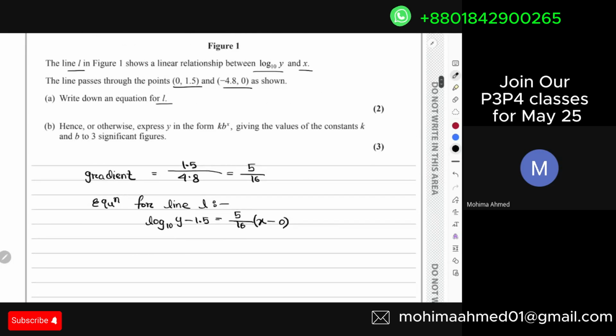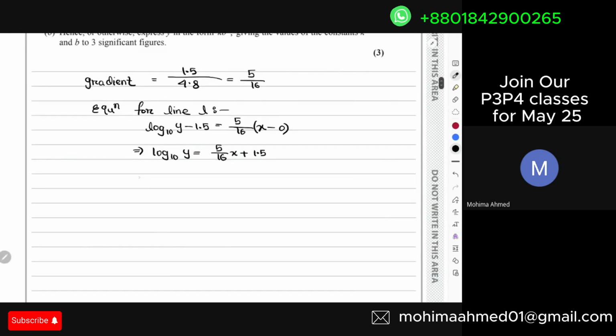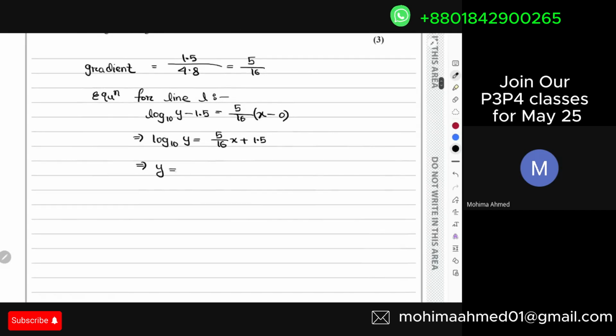Over here, they didn't give you any format in which you're supposed to write down the answer, but I can write this as log 10 y equals 5 over 16 x plus 1.5, and after this I can write my answer in terms of y also, right? If I want to keep my answer in terms of y, we have to use the logs basics: whenever the base of log is shifted to the right hand side, everything on the right hand side becomes the power of this log base. So it will be 10 to the power of 5 by 16 x plus 1.5.